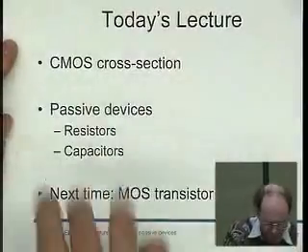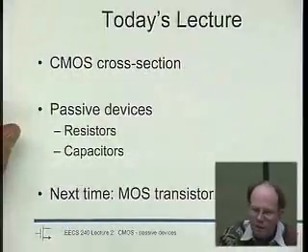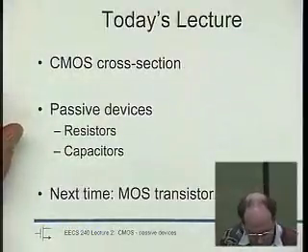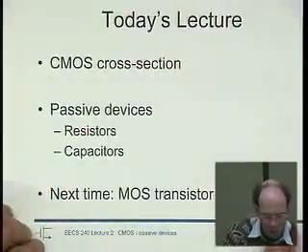So after this cross-section stuff, we go and look at passive devices. They're a little bit easier to deal with than transistors, and that we keep for next time. Actually, it will take us a couple of lectures to look at MOS transistors.